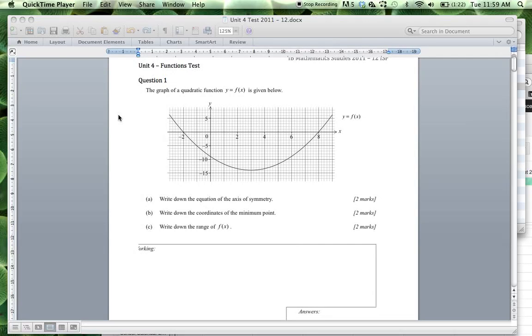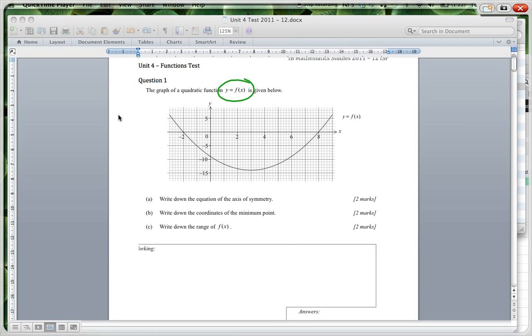Question 1 from the functions test. We have a graph of a quadratic function, y is equal to f of x, given below. Write down the equation of the axis of symmetry.